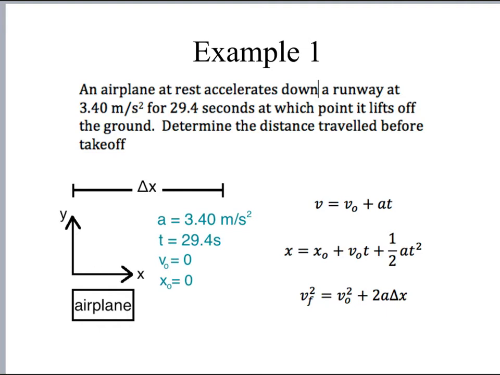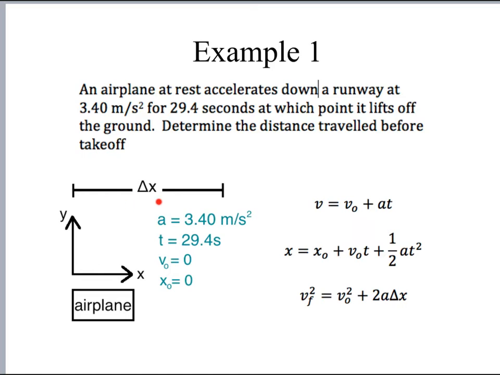Now I'm going to list what I know. I know the initial position is 0. Why do I know that? Because I can put my coordinate system where the thing launches from. So I can set it to be whatever I want. So it takes off from rest. I put my coordinate system right there.